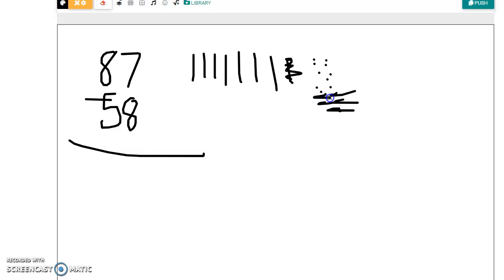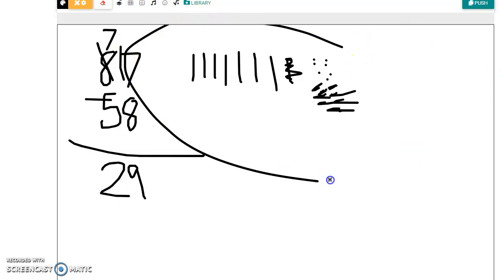You just have to be careful when you do this. 1, 2, 3, 4, 5, 6, 7, 8. Okay, and I know what happened there is I took a 10, I shifted it over. So then I had 17 minus 8 gives me 9. 7 tens minus 5 tens gives me 2. So this is what I mean when I say if you need to, you can draw it in your notebook. Okay?